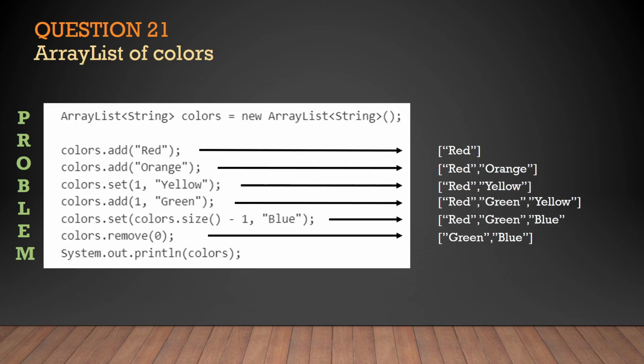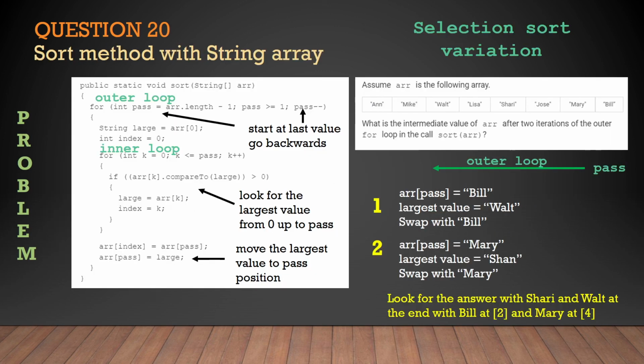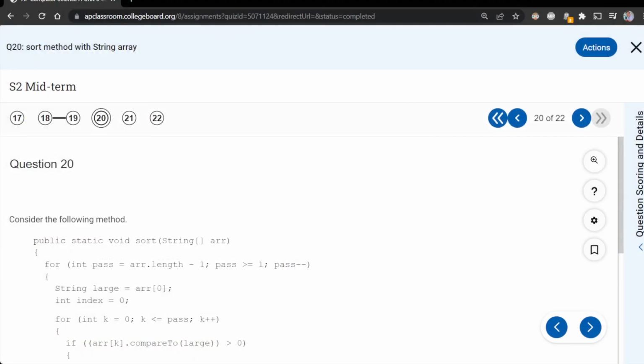So again, we have an inner loop and an outer loop, and you should be identifying the selection sort and how it's working by now. All right, I think we've got one more question of these multiple choice. Oh, well, I didn't answer the question, did I? Okay, let's go through and answer the question.